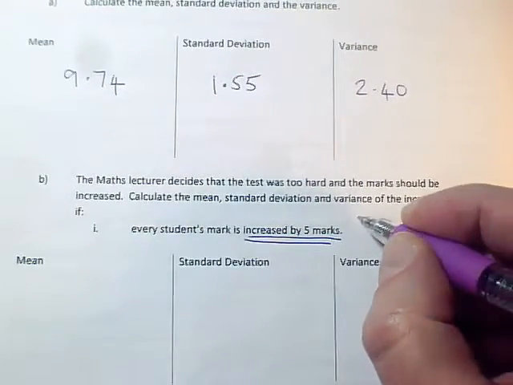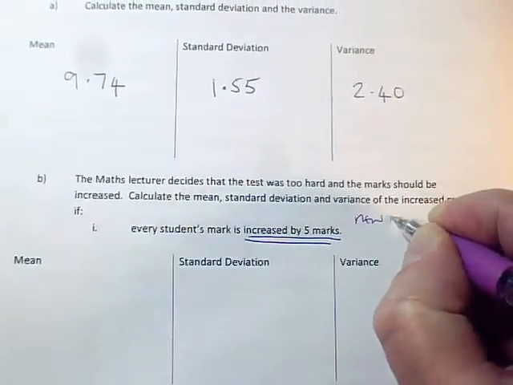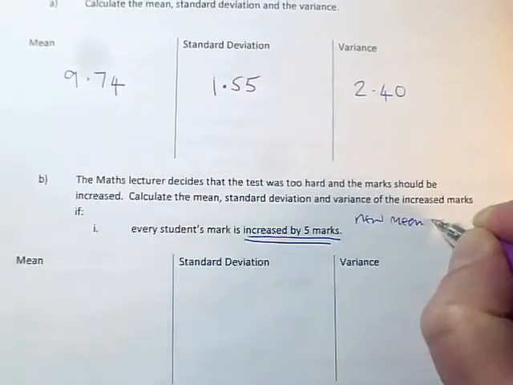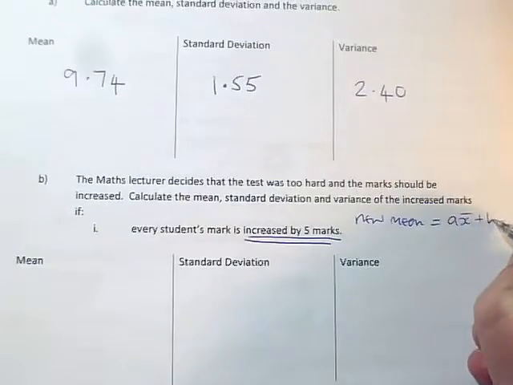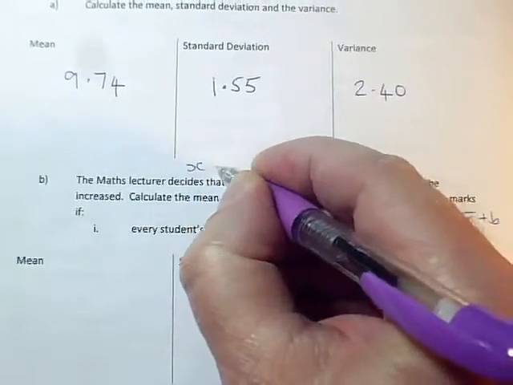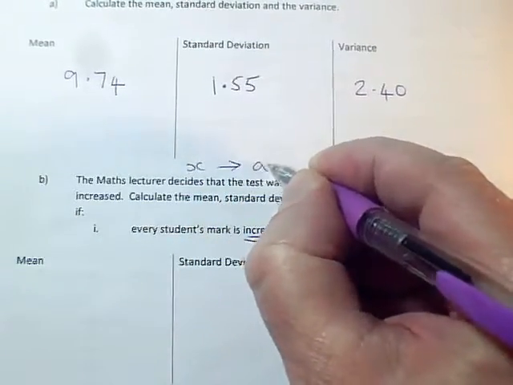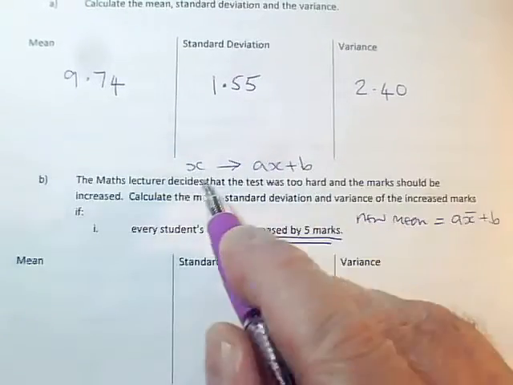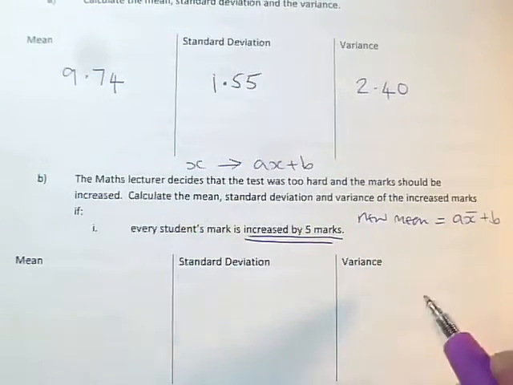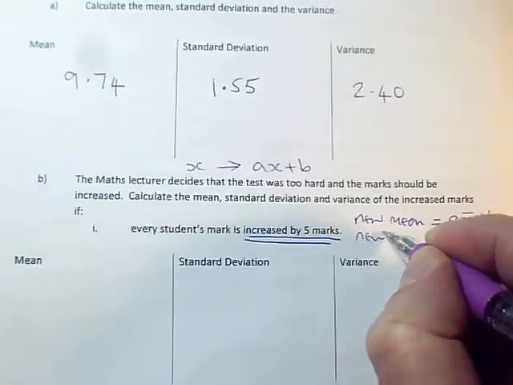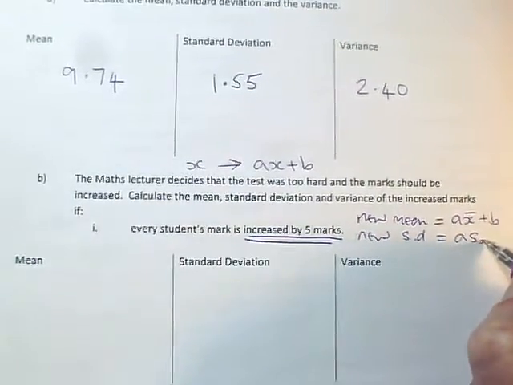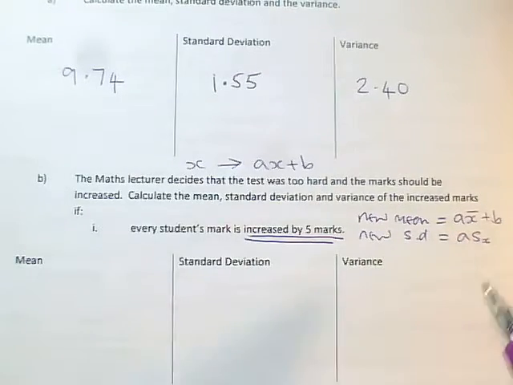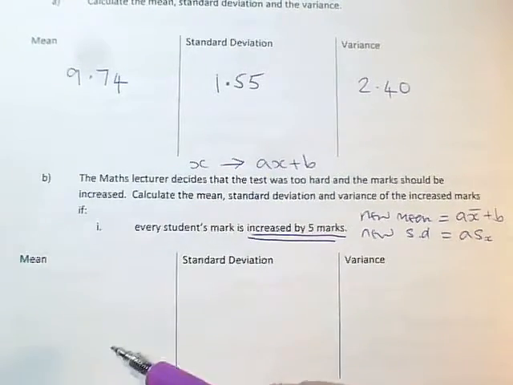So I sometimes like to say that the new mean is a x bar plus b. This is for when we're taking the original x's and turning them into ax plus b. So if we do that to the original values, that same thing happens to the mean, but the new standard deviation is just a times the original standard deviation, without the plus b on. So that enables me to do the first two here.